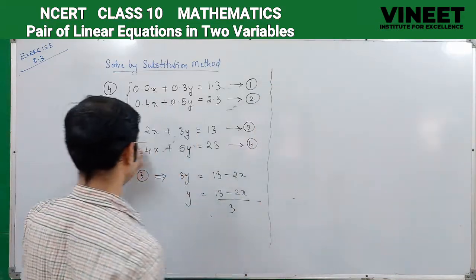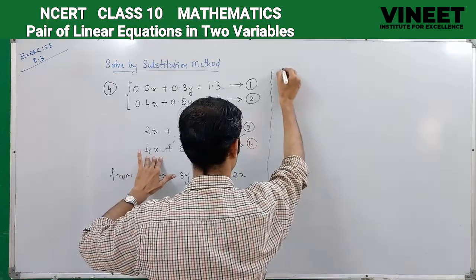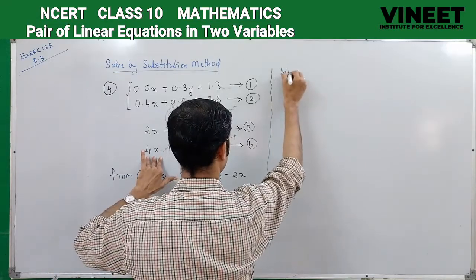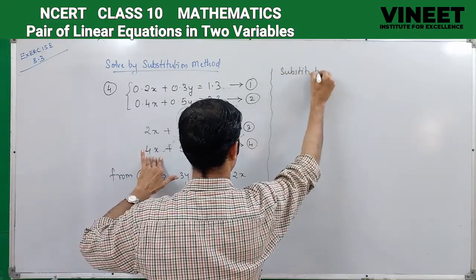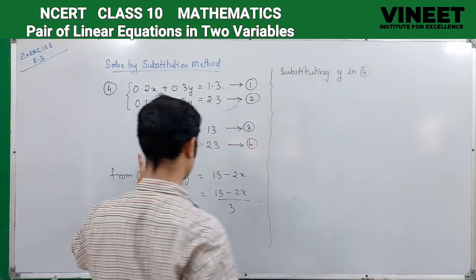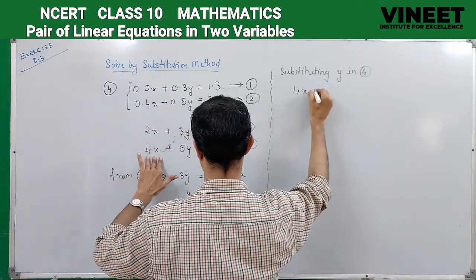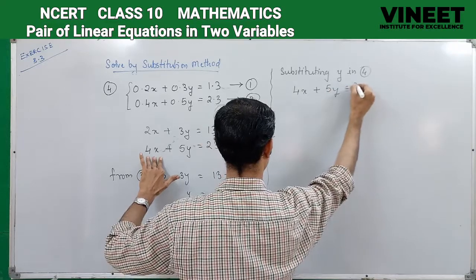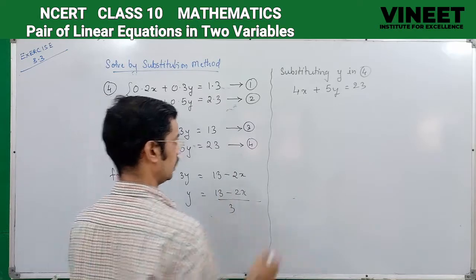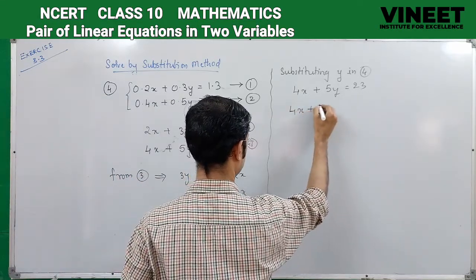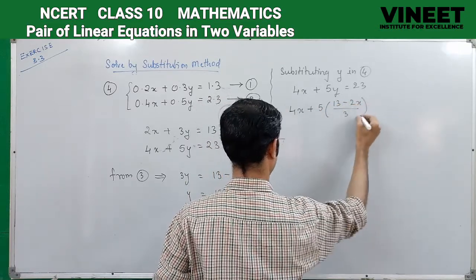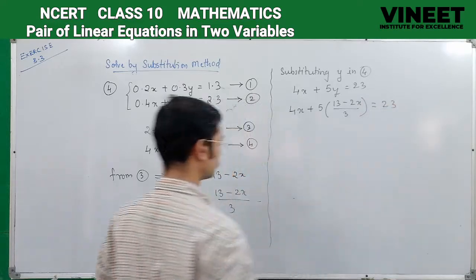Now we will take equation number 4 and substitute the value of y into it. We get 4x plus 5y equal to 23. Now y is replaced by (13 minus 2x) by 3. So it becomes 4x plus 5 into (13 minus 2x) by 3, that is equal to 23.